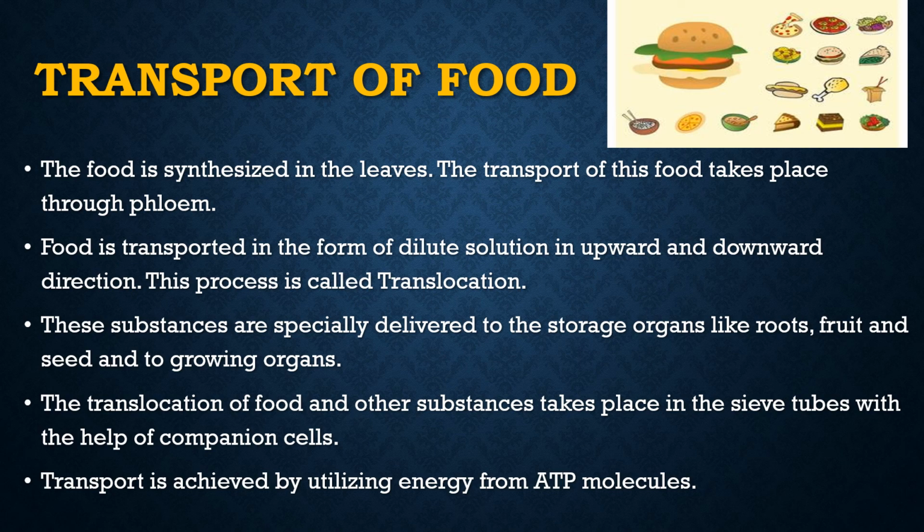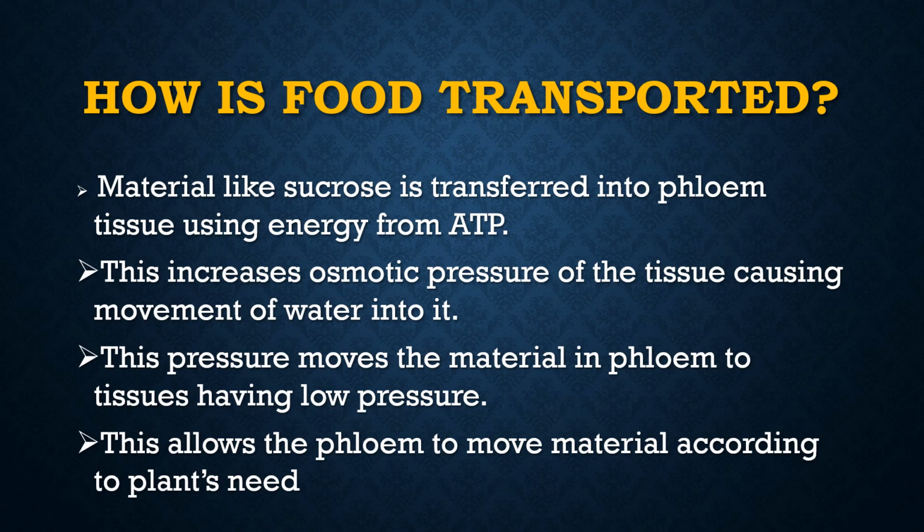And one difference is there in the transport of water in the xylem and transport of food in the phloem. In the xylem it is unidirectional, whereas in the phloem it is bidirectional. The most important thing is that the transport of food is achieved by utilizing energy, and this energy is taken from the ATP molecules.